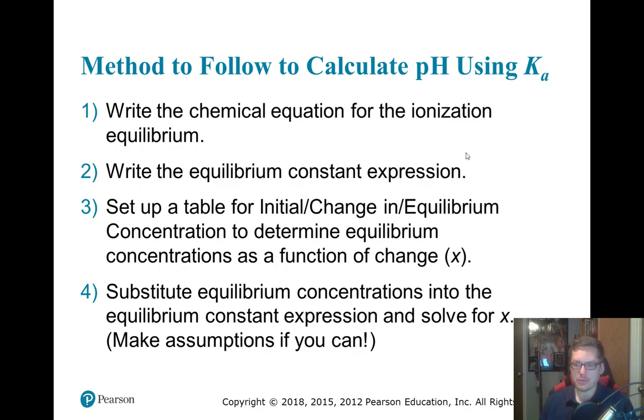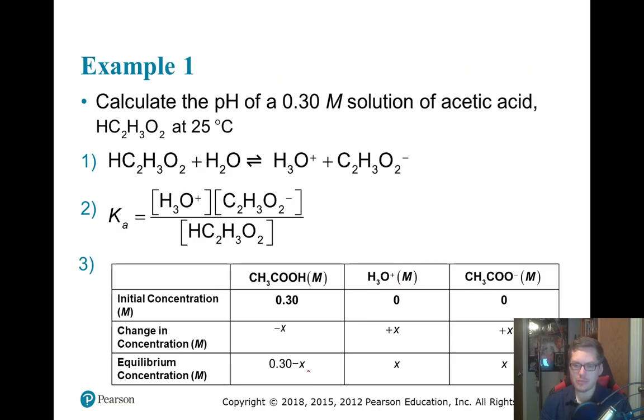This is very, very similar to the ice tables you're already familiar with using. Here's your general setup. You'll notice that it's almost exactly the same. Write the chemical equation, write the equilibrium constant, set up an ice table, and then set everything up as a function of the change, that x value. Substitute into the equilibrium, and then Bob's your uncle. Life's good. All right, so here's an example.